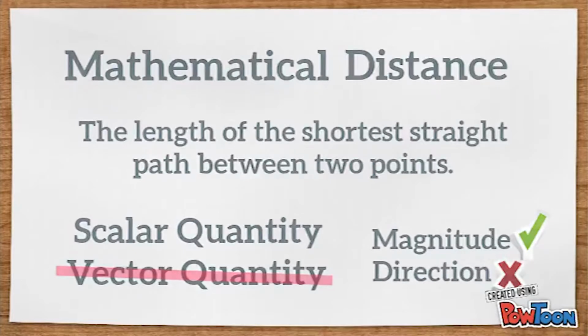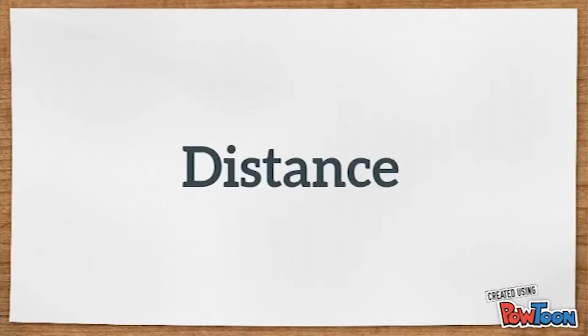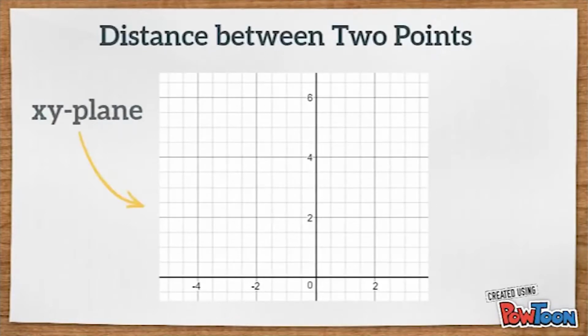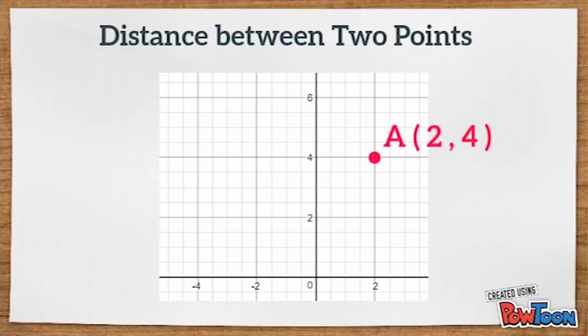Now that we've established what mathematical distance is, let's move on to understanding and working with different situations regarding distance. First of all, let's take a look at the distance between 2 points. Here we have an xy plane. Let 2 points on the plane be A (2, 4) and B (-3, 6). So what is the distance between them?